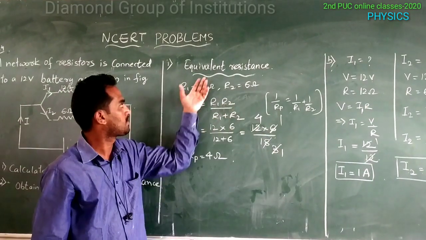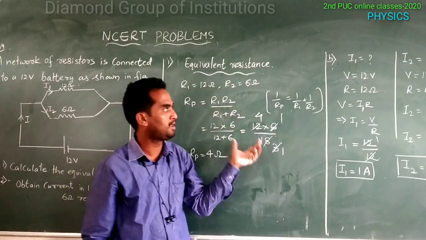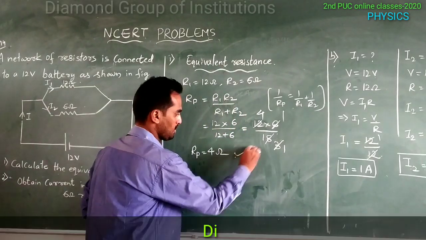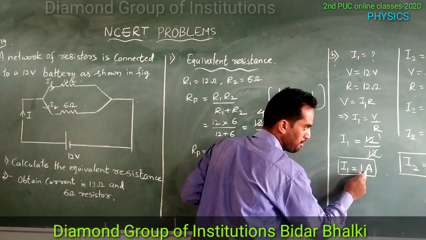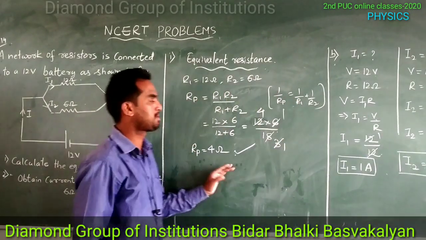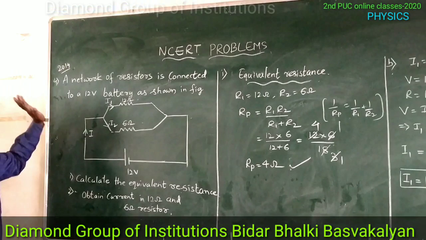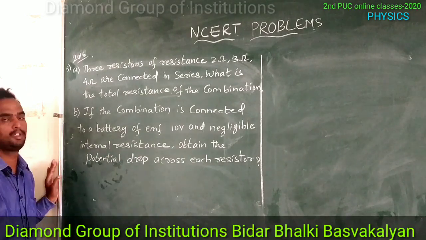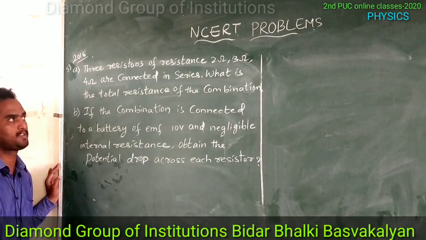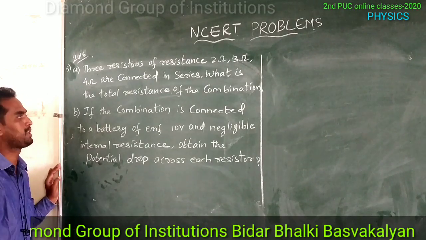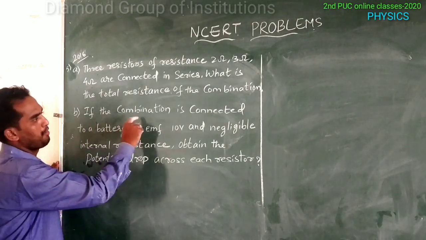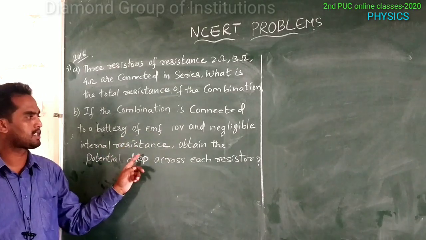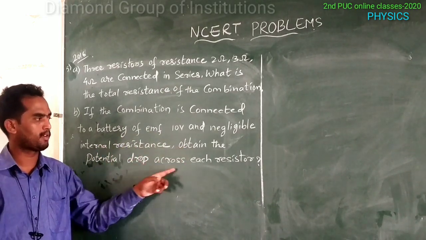See once again, first we calculated the equivalent resistance value as well as the current through each resistor. So RP is 4 ohm and the I1 current is 1 ampere as well as I2 current is 2 ampere. And this problem appeared in 2014. Next, numerical. 3 resistors of resistances 2 ohm, 3 ohm and 4 ohm are connected in series. What is the total resistance of the combination? And if this combination is connected to a battery of EMF 10 volt and negligible internal resistance, obtain the potential drop across each resistor.